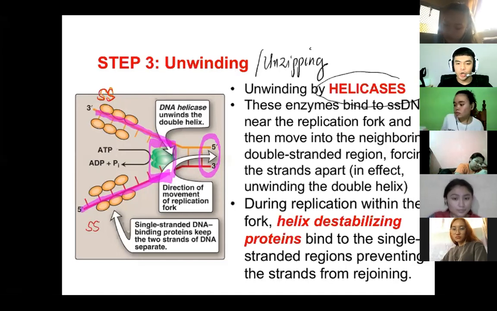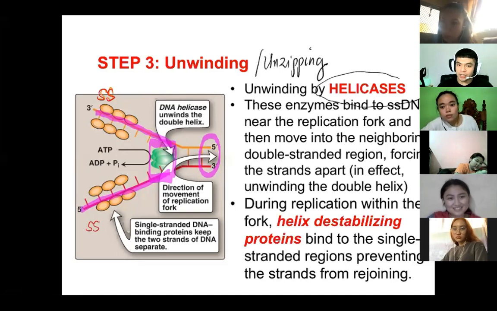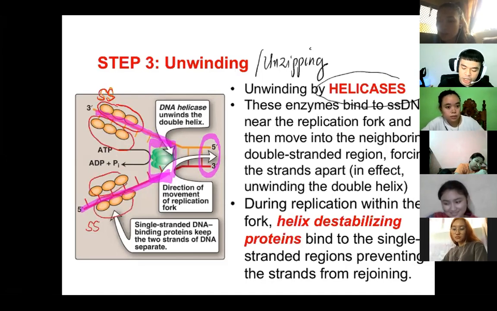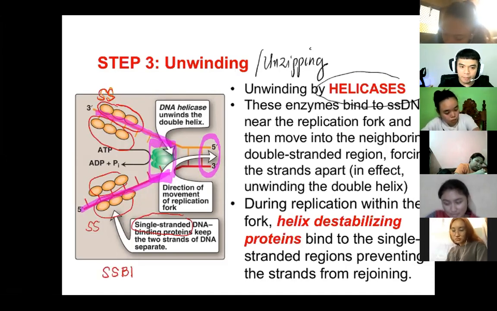May pumigil. Huy, wag na kayong bumalik. Binuka na kayo ni Boss Helicase. Wag na kayong magbubuhol ulit. Okay? So thankfully, merong taga-kapit. May taga-kapit. Ang tawag natin sa taga-kapit, yung mga color orange dyan, okay? Yung parang tanikala dyan, ang tawag dyan ay single-stranded binding proteins. Okay? So ang tawag doon, single-stranded binding proteins.